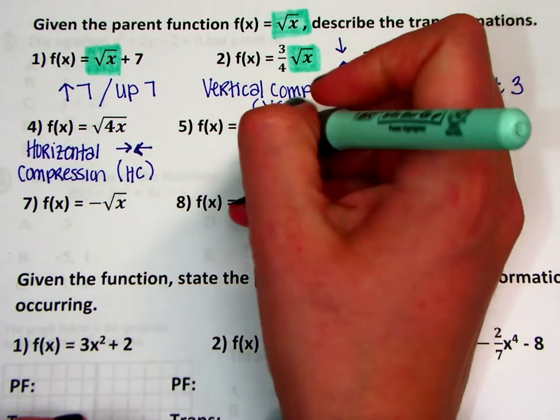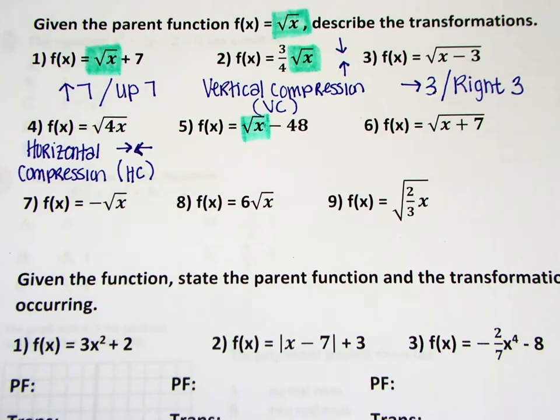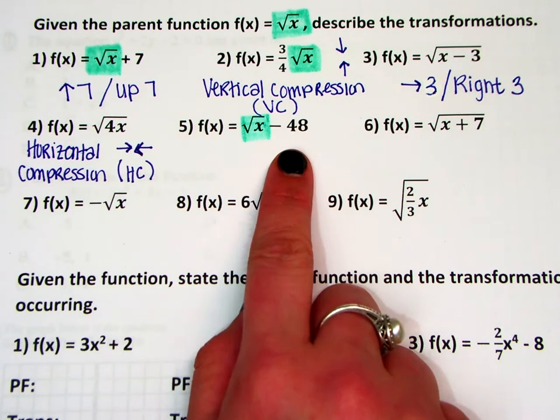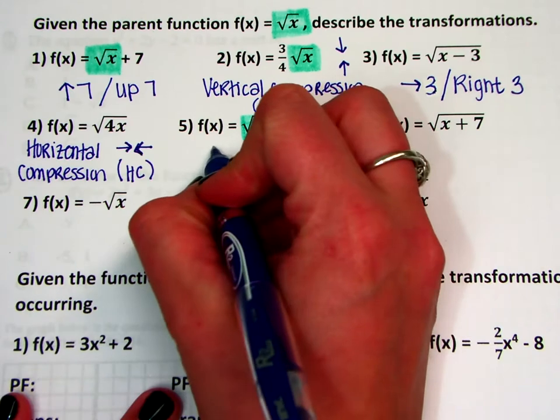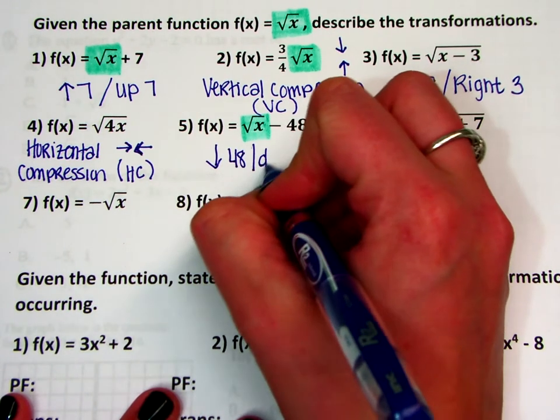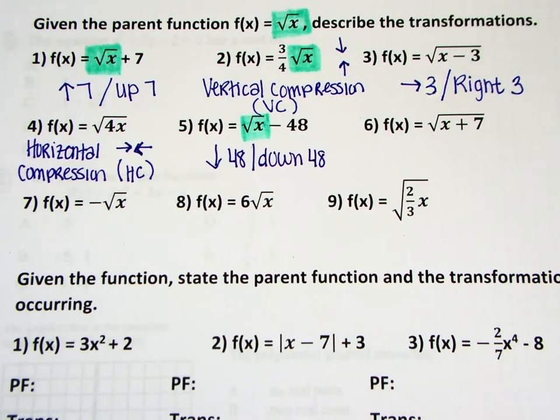I can clearly see the square root function, which lets me know that, okay, this is a shift vertically. It's kind of like number 1. This is up 7. Well, this one is down 48. So I'm shifting down 48. So you can draw an arrow or you can write the word down.